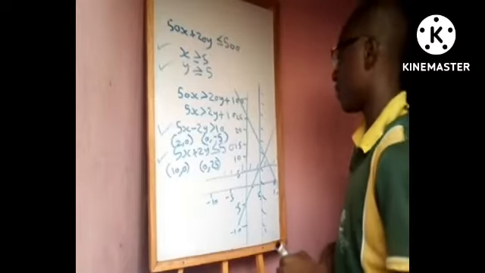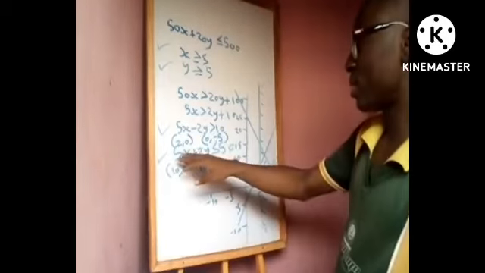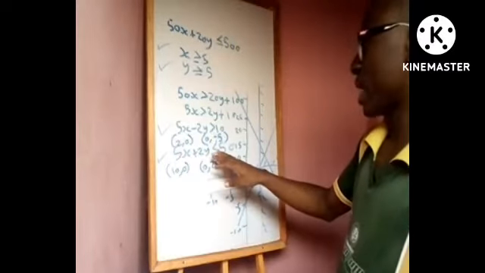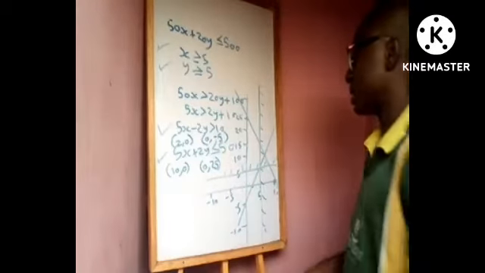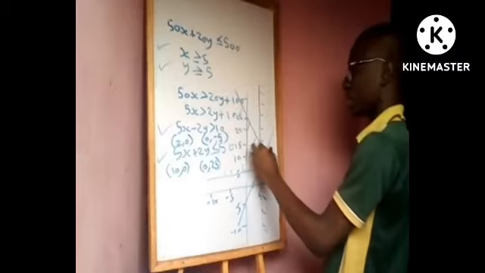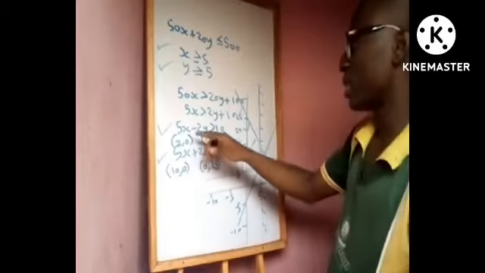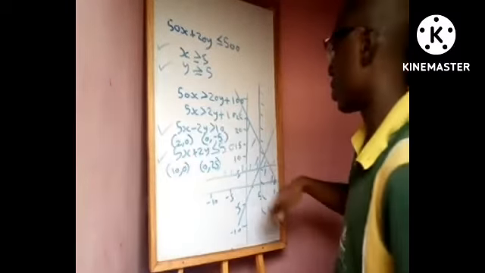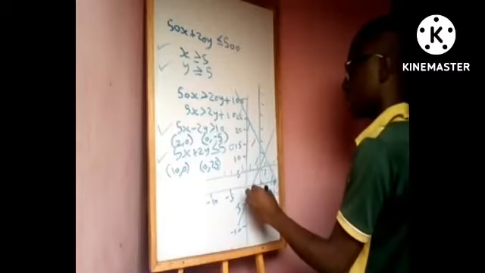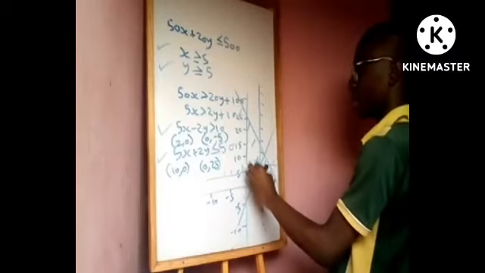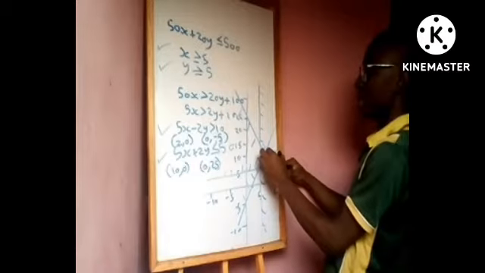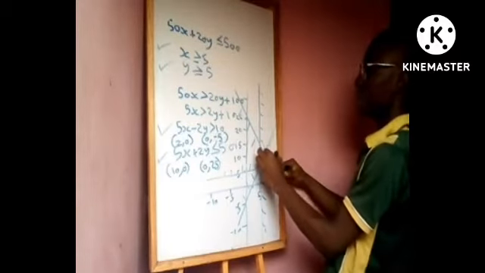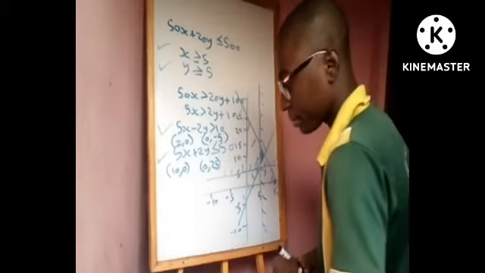For this one, if we test the origin for this region, we have 0 is less than or equal to 50. That is true, so it contains this region. And then for this last one, 0 is greater than or equal to 10. It is wrong, so it contains this upward region. You can see that at the end of the day, they all intersect at this region here. So let me shade it. This will be the region satisfied by that group of inequalities.